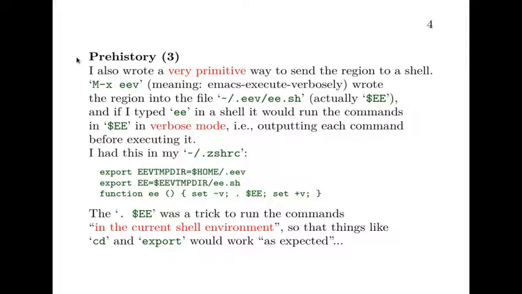And I also wrote a very primitive way to send the current region to a shell. When I typed meta-xev, which means Emacs execute verbosely, this command wrote the region into a certain temporary file, and if I went to a shell and I typed EE, it would run the commands in this temporary file and execute them. These are some technical details that I do not want to discuss now.